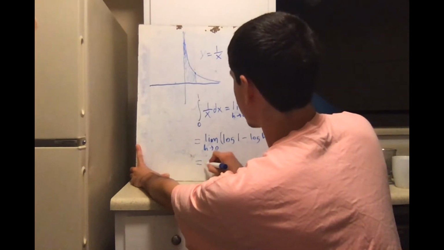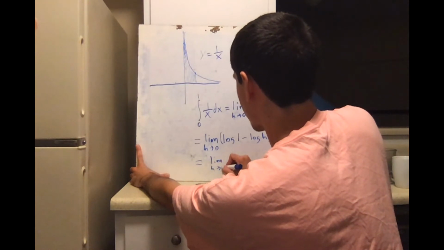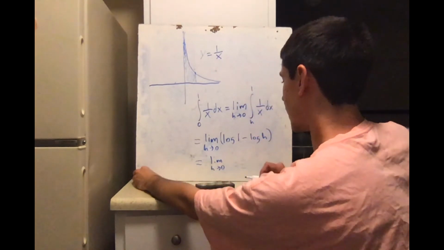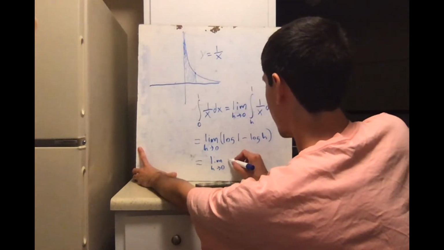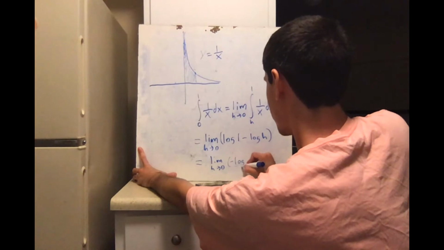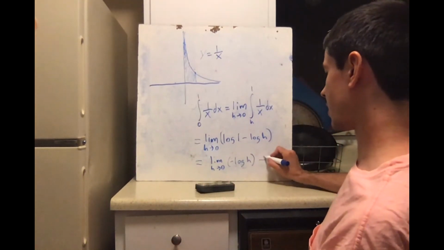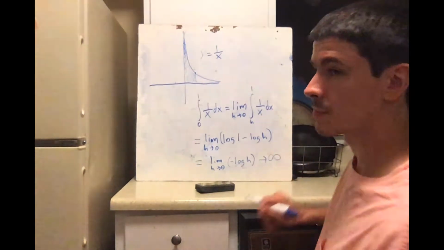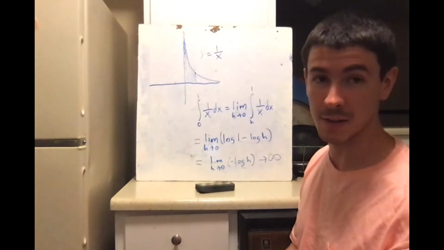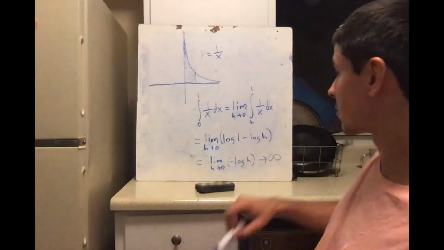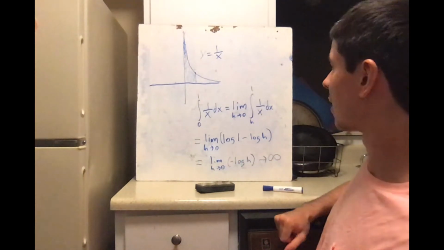Then this equals the limit, because log of 1 is just 0, so this is going to be the limit as h approaches 0 of minus log of h. And this, of course, approaches infinity. And that way we're not being too assertive about infinity, which, for whatever reason, some people don't like to be too assertive about. They consider it more rigorous to talk like this.